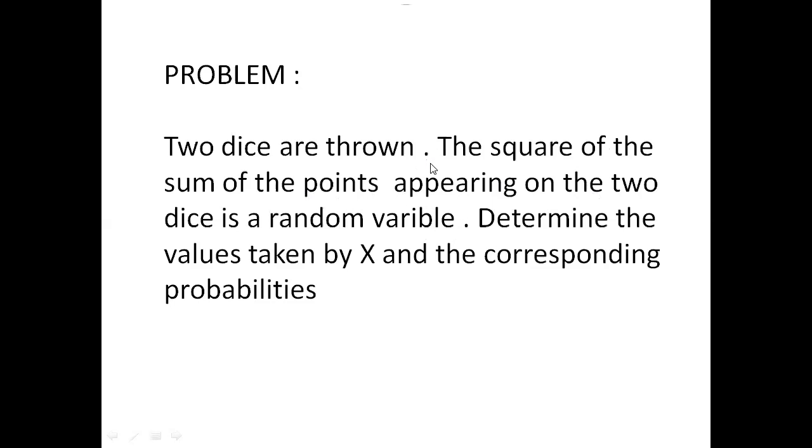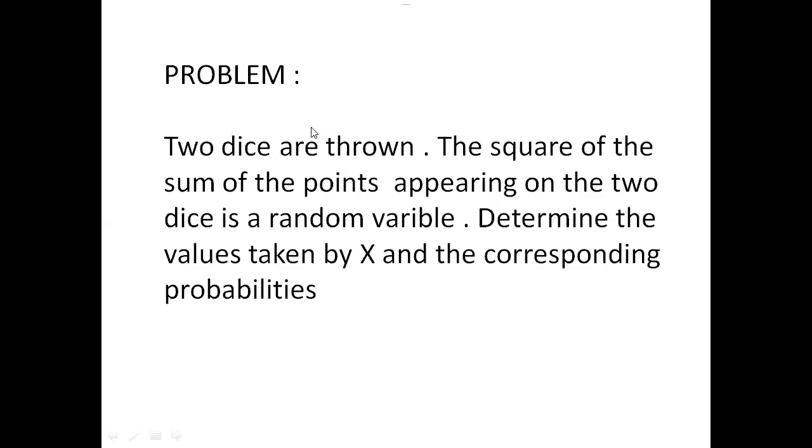That means in this sentence we get the random variable definition. What is the random variable definition? The square of the sum of the points appearing on the two dice. Determine the values taken by x. That means what are the events that will occur in the random variable, and the corresponding probabilities. So those will be the required values.